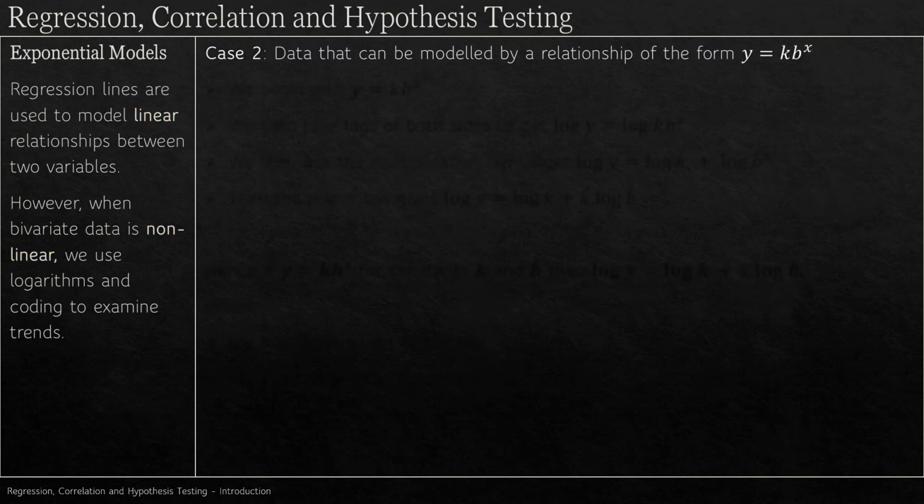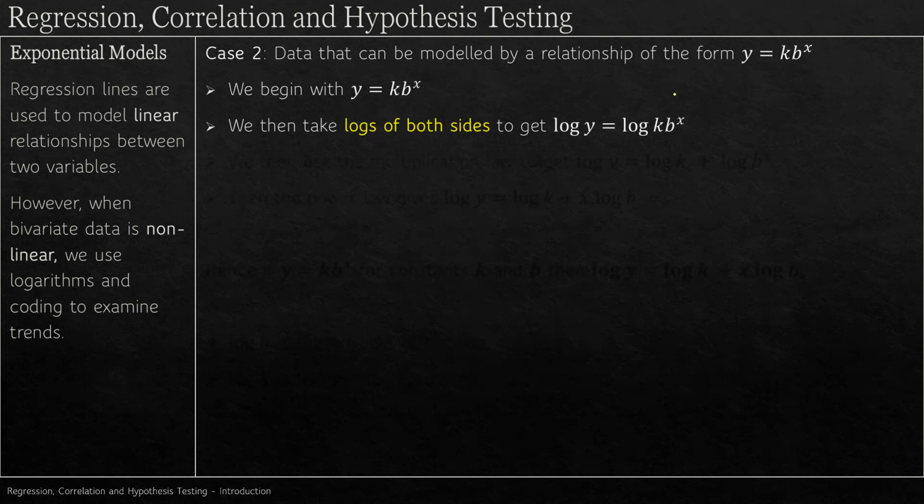Case number two is data that can be modeled by this relationship, y equals k times b to the power x. Note the difference with the previous one. The previous one was y equals ax to the power n. Now x is in the power this time. Same process, start with the model, log both sides. On the right hand side, do not make the common mistake of turning this into x times log of kb. Don't do it, it's wrong.